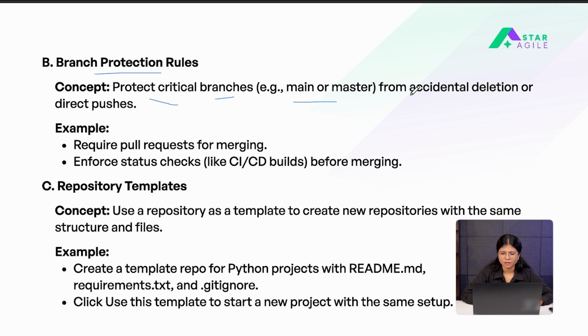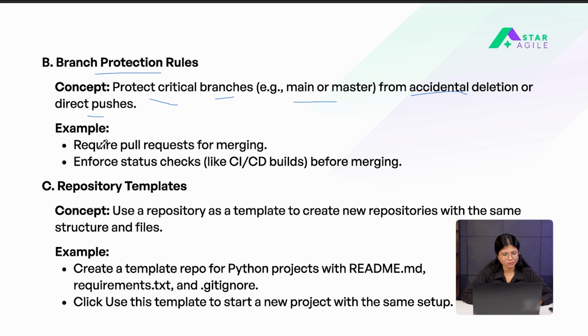There might be chances of accidental deletion or direct pushes. For that, you don't want direct pushes to happen. You don't want something to happen all of a sudden. You want a time window for that. So at that period of time, you can enable this branch protection.